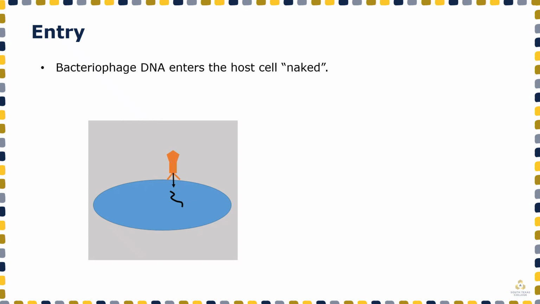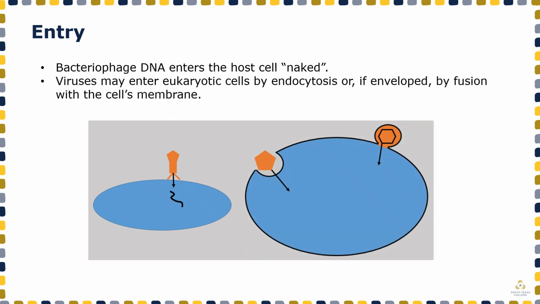After attachment, the virus has to get in. For bacteriophage, the capsid actually stays outside the cell and injects the DNA into the host cell. We call it naked, without the capsid protection. For eukaryotic cells, the virus actually enters the cell with the capsid and then has to go through a process of uncoating. A couple of ways to get into the cell would be that the virus induces endocytosis, or in some cases with membrane viruses, they can fuse with the membrane and enter that way.